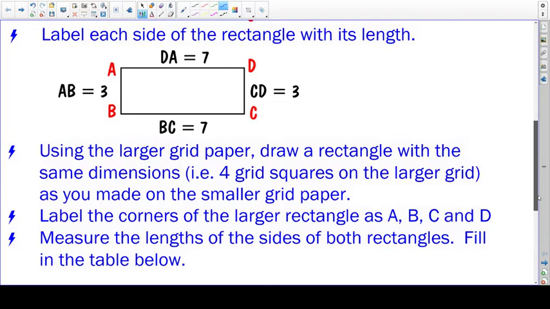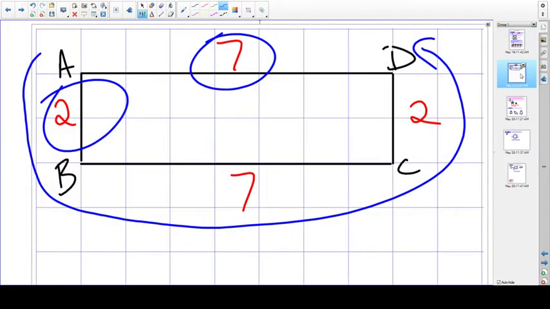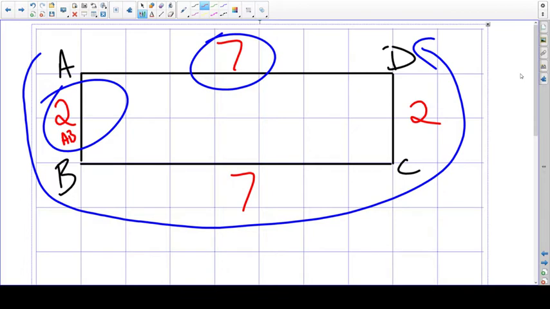Label each side of the rectangle with its length. We already did that, but we'll go back and do it that way too. So that first 2 here, this is what AB is because it's the length between vertex A and vertex B. This 7 is what BC is equal to. This 2 is what DC is equal to. And this 7 is what AD is equal to.